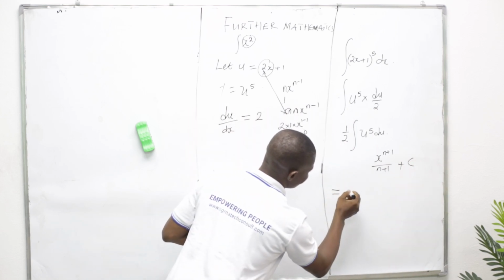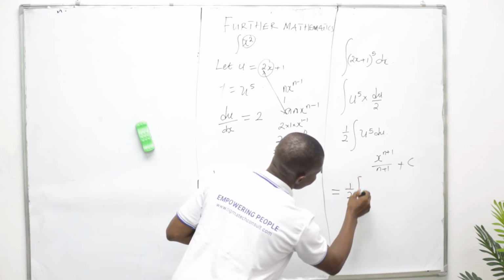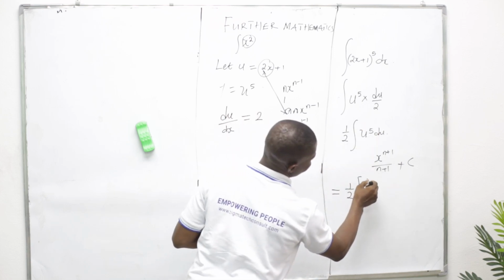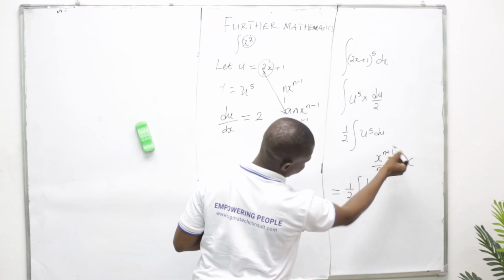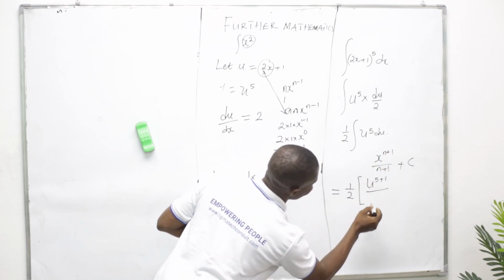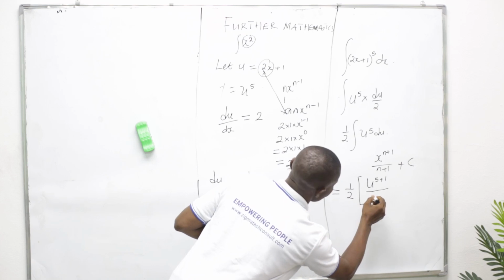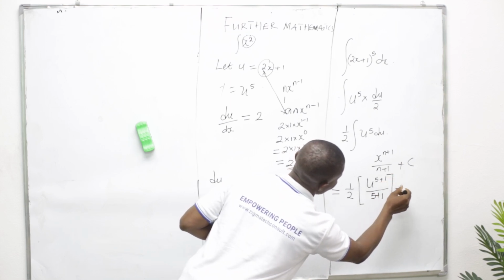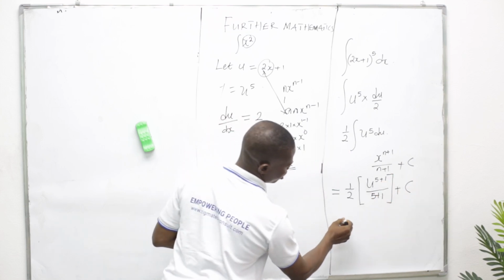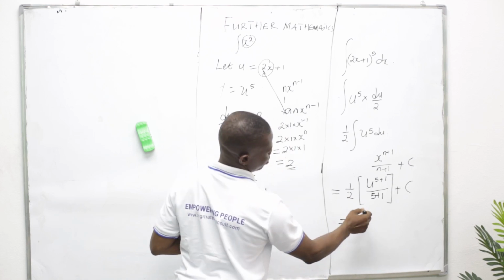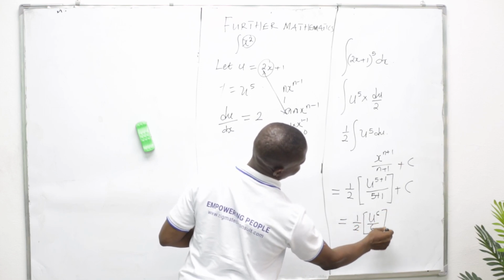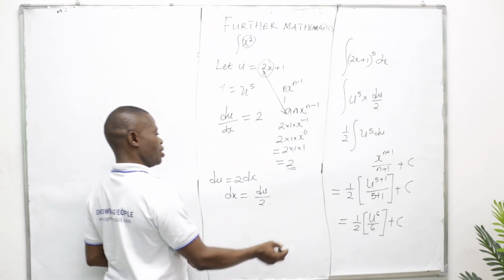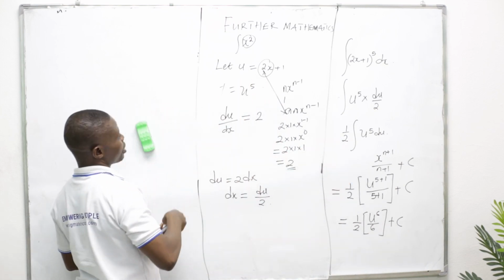So, this will give us 1 all over 2 into, if I integrate u to the power 5 plus 1, 5 is the n, plus 1 is there in the original question we have. n is 5, plus 1. Now plus your constant. So this will give us what? 1 over 2 into u to the power 6 all over 6 plus the constant. Finalizing our solution here, I'm bringing it up here.